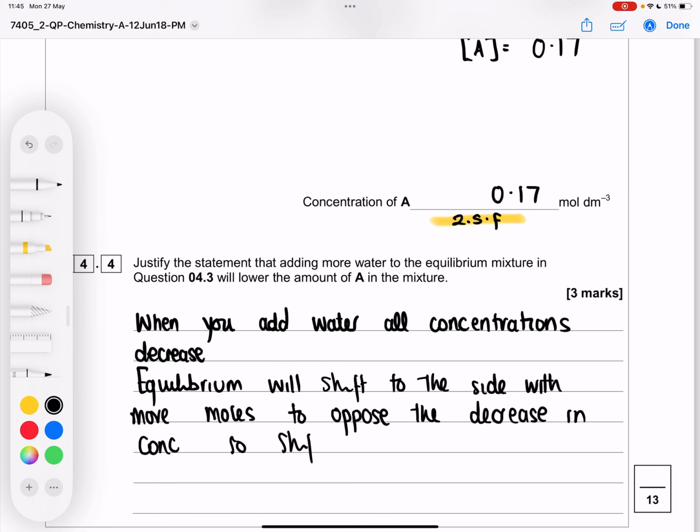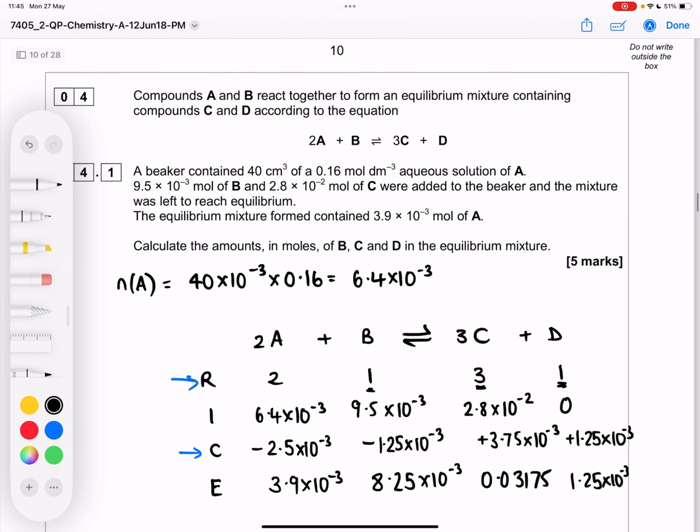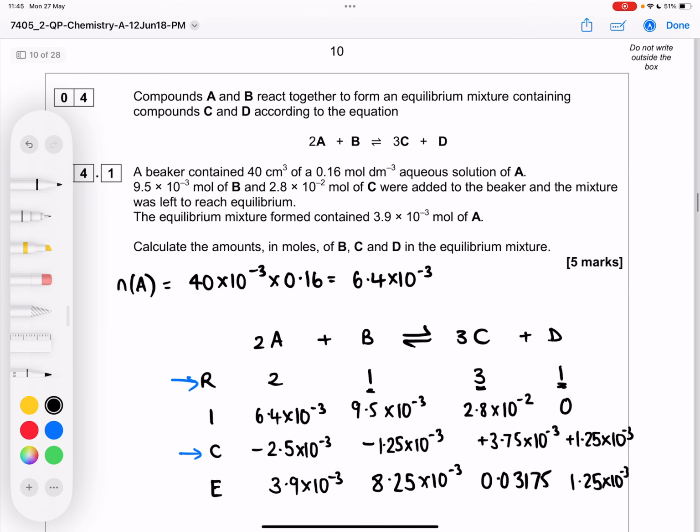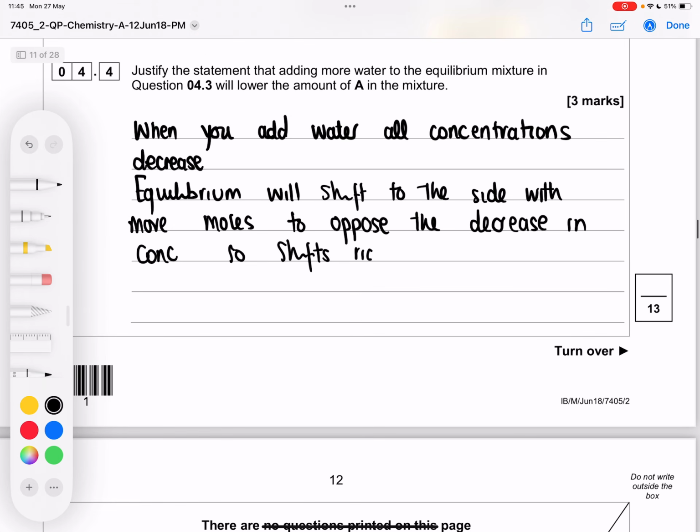So if we go back and look at our equilibrium, it's quite a long way back. It's going to shift to the side with the most moles, it's going to shift right. And A decreases.